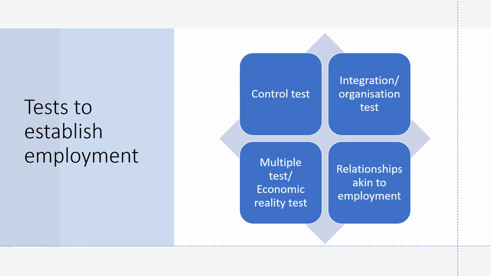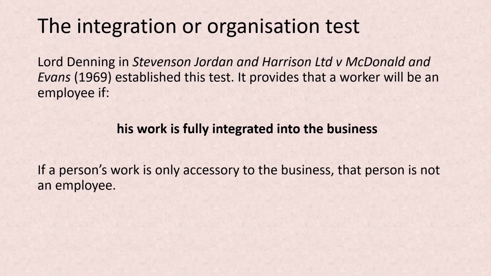So the control test is usually only used if somebody seems to work with one person and goes to work for another company. The integration test is a little more modern, and what this asks us is, is his work fully integrated into the business? So if it's only an accessory to the business, the person's not an employee. So you might consider the difference between a journalist employed by a newspaper, who would be fully integrated, compared to a columnist, somebody who just writes on an invoice basis when necessary, who will be an accessory to the business.